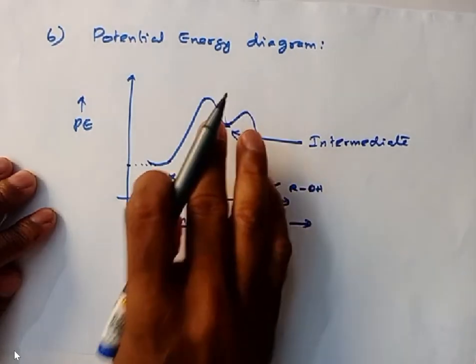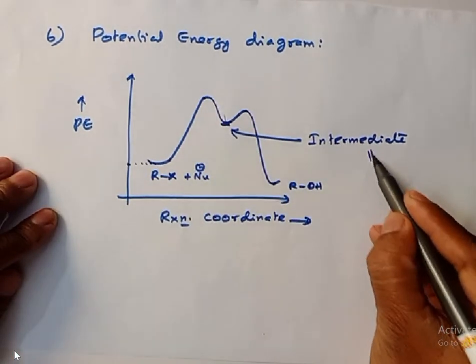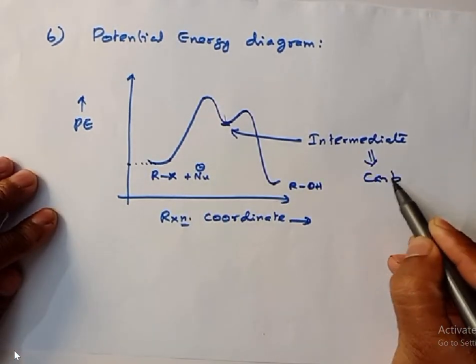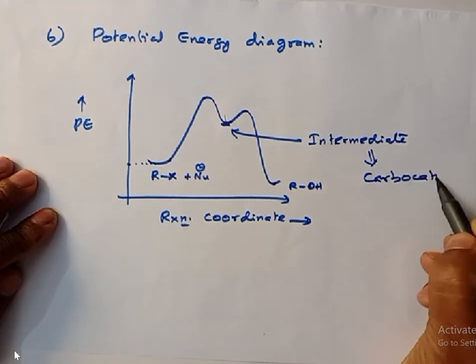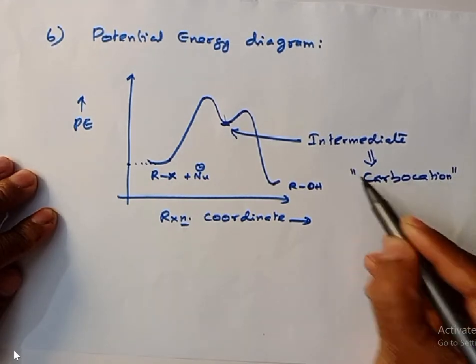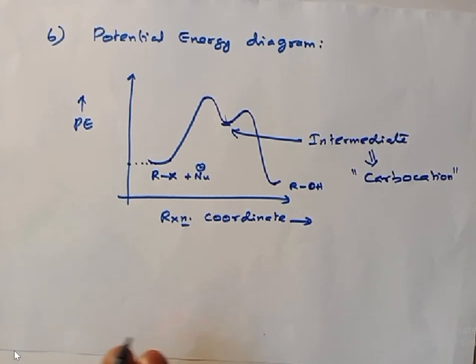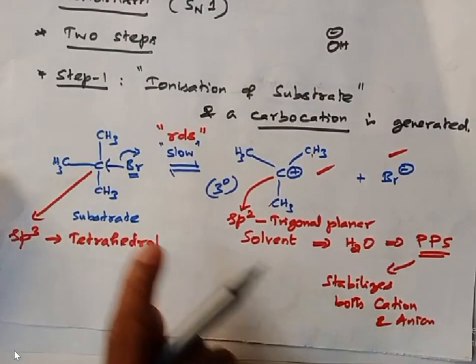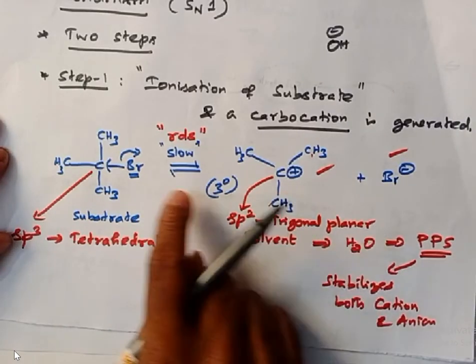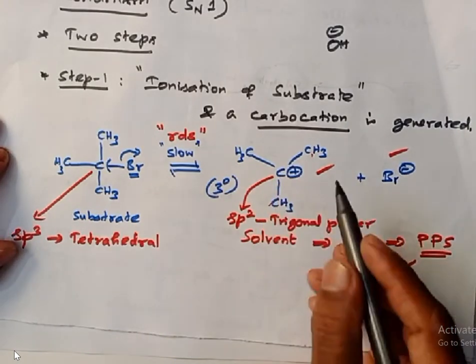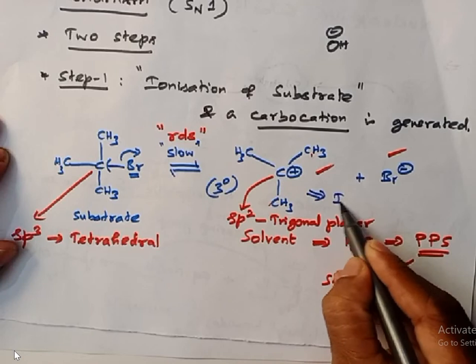It corresponds to the formation of the intermediate. What's the intermediate? Here, the carbocation that is formed is the intermediate. So keep this in mind. In the rate determining step, that is, in the first step, you will get a carbocation. This carbocation is called an intermediate.